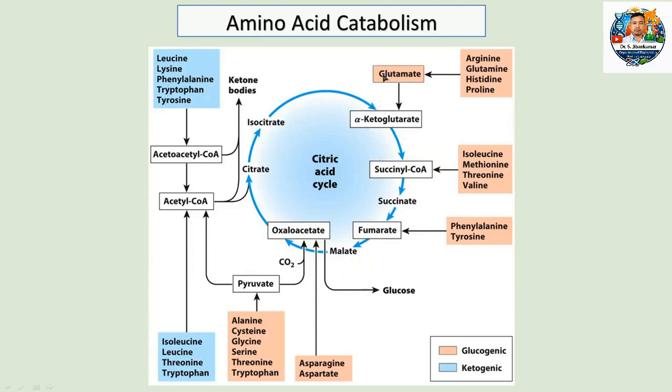So if they enter the TCA cycle through one of the intermediates, then many of them can be converted to oxaloacetate, and if oxaloacetate is there, then oxaloacetate can be used for glucose synthesis. So most of these amino acids are glucogenic. There are only two amino acids which are strictly ketogenic: leucine and lysine, and among these, lysine is highly ketogenic.